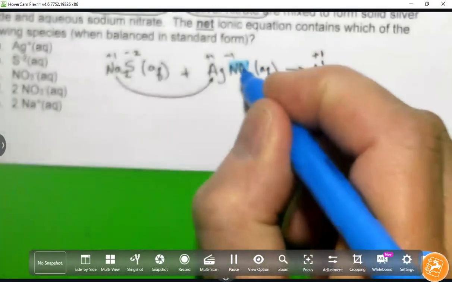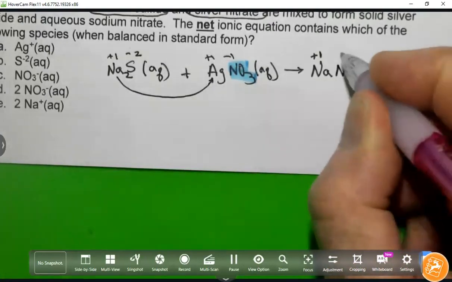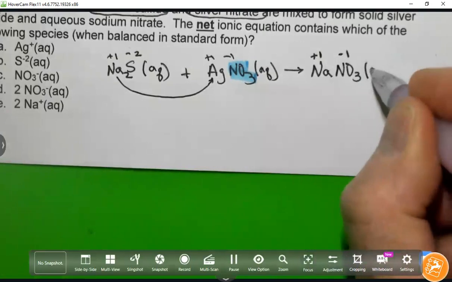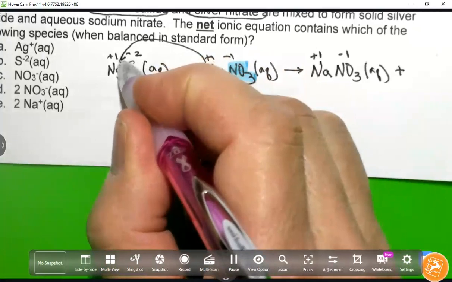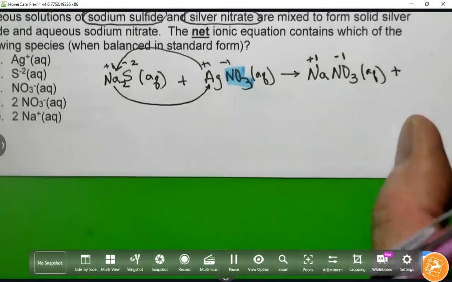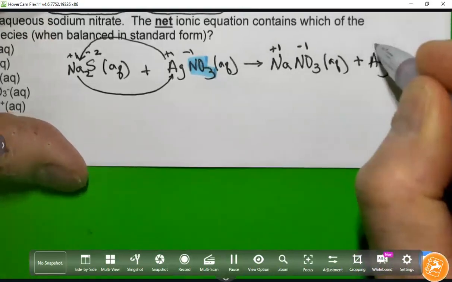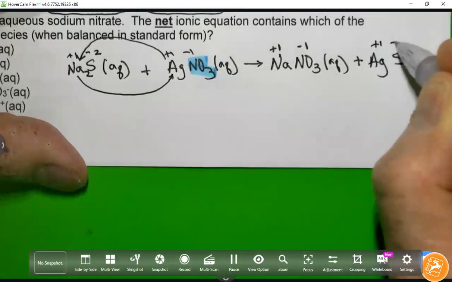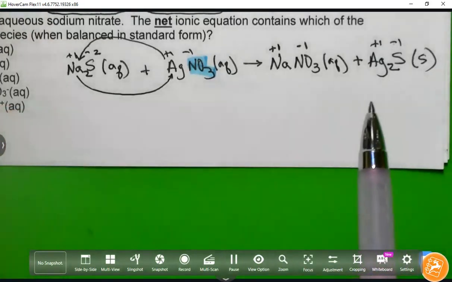What you need to carry over or keep the same is the nitrate. That stays together, the nitrates. So we're going to get sodium nitrate, and that for sure is aqueous, plus silver takes the place of sodium. So we are going to end up with silver sulfide, and it says it's a solid, 2 silvers. It would look like that.